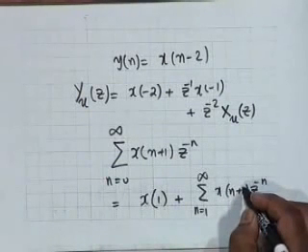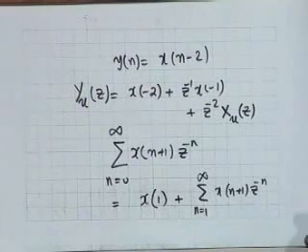So it doesn't work. I think it should be the other way around. You should write it as n equal to minus 1 to infinity and subtract x of minus 1. X of minus 1 should be subtracted, x of minus 1 times z.